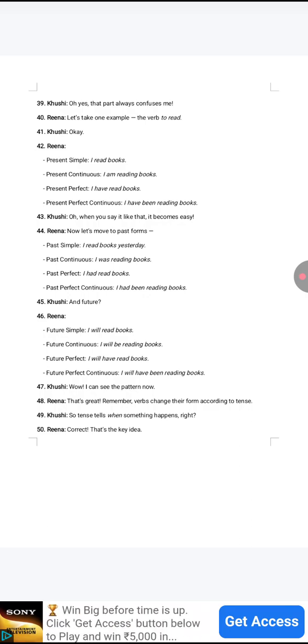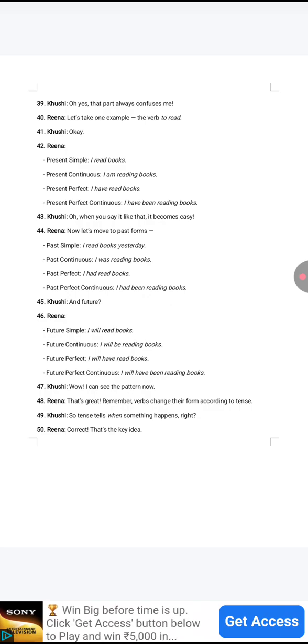Wow, I can see the pattern now. That's great. Remember, verbs change their form according to tenses. So tense tells when something happens, right? Correct. That's the key idea.